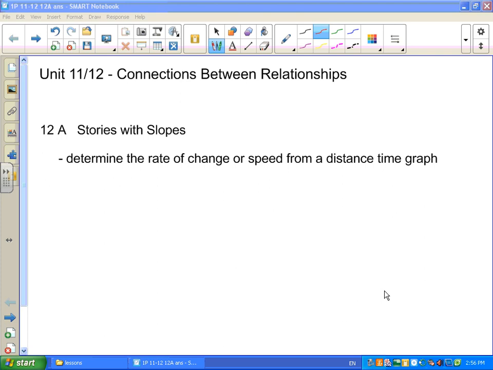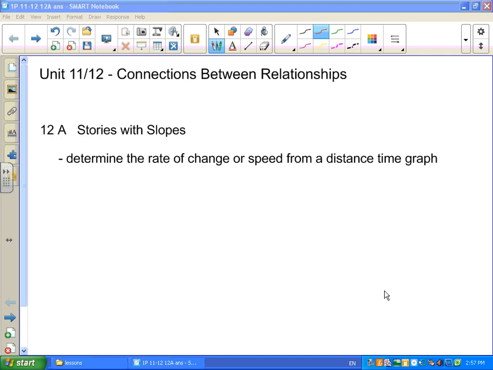Okay, this lesson is from Unit 11-12. We're still looking at connections between relationships. This covers some more of the material in Section 12A here. We're still looking at matching up stories and slopes. And what we want to be able to do by the end of this lesson is determine the rate of change, or the speed, from a distance time graph.